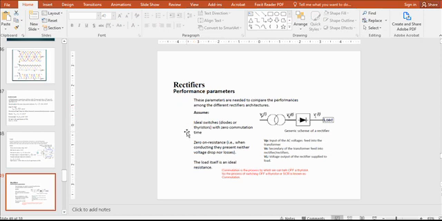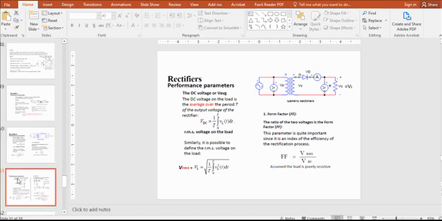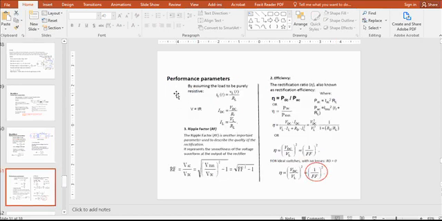We assume ideal switches with zero commutation time and zero on resistance, and the load itself is an ideal resistance. Commutation is the process by which we turn off a thyristor, so the process of switching off a thyristor or SCR is known as commutation. We have discussed all these things previously. Vp is the primary side voltage, Vs is the secondary side voltage, and VL is the load voltage. Now these are the performance parameters.